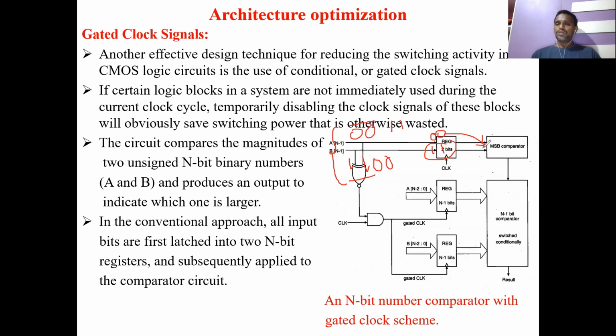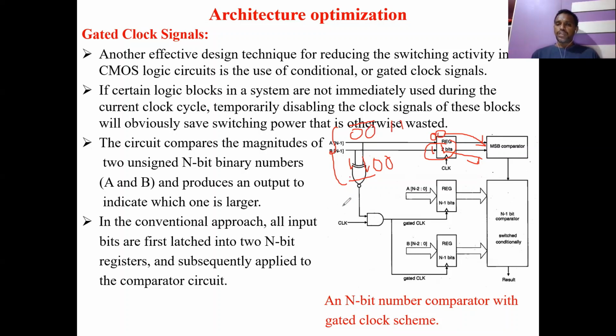The MSB comparator. Here the two MSB bits of A and B are given to the 2-bit register, and that output is given to the MSB comparator. This MSB comparator will decide which one is greater by observing the MSB bits. 0 0 is present in A and 1 1 is there in B, so B is greater. The decision is already taking place at this point.